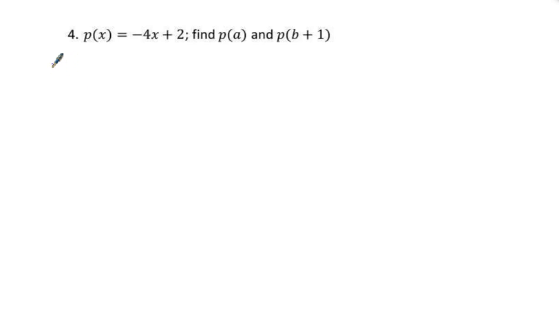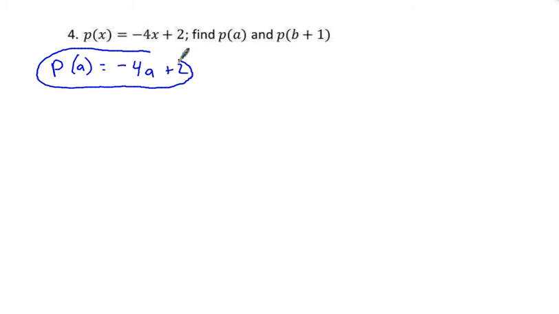Example 4. P of a. We're going to substitute the variable a in for x. Negative 4a plus 2. Perfect. And you might think that was silly that we even did that, but really I want you to see that you could substitute expressions or variables, not just numbers, in to a function.